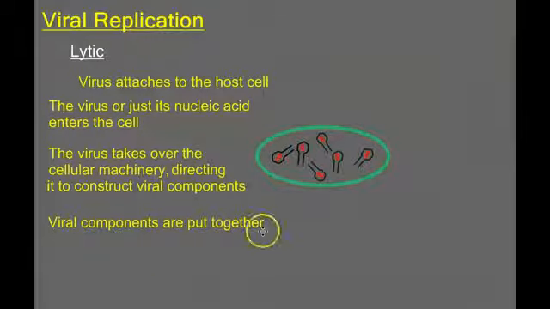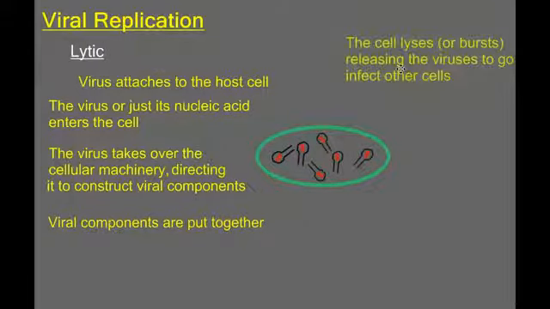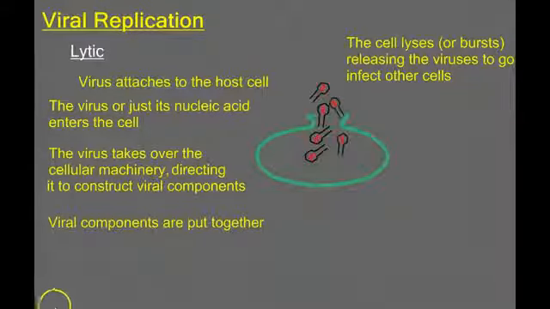Now let's think about why this makes us sick. We have a virus infecting a cell, and instead of the cell doing its job that it's designed to do, it's busy composing, building viruses. And eventually, the cell will lyse. To lyse means to burst. And the cell is going to burst and release these viruses to go on and infect other cells.